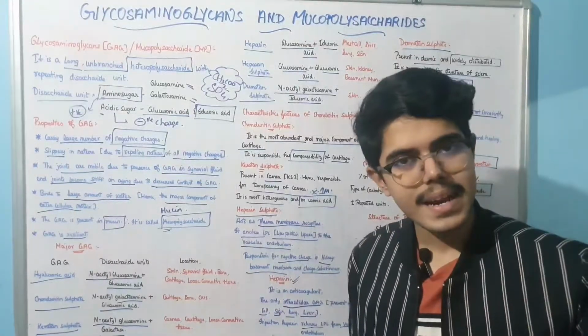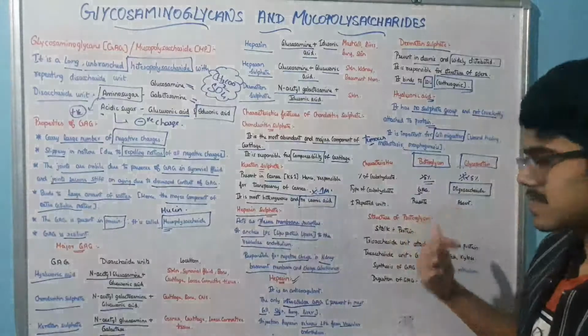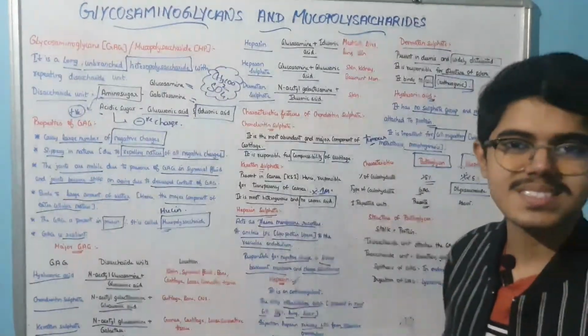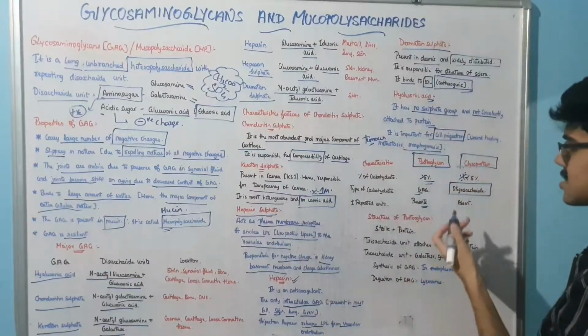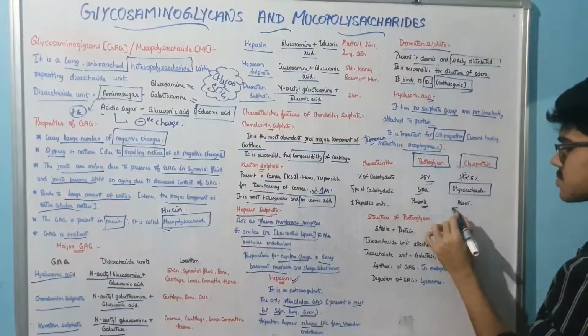Does proteoglycan contain repeating units? Yes, because it is glycosaminoglycan, the presence is there. So we have repeating units, disaccharide repeating units. But since glycoprotein contains oligosaccharide, there are no repeating units. This you have to know.